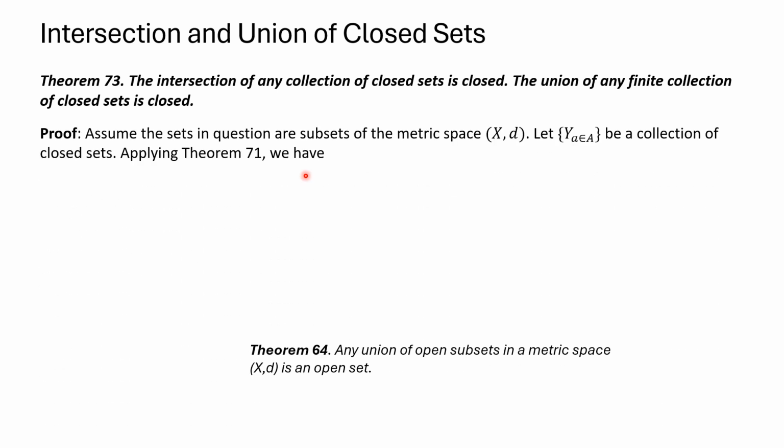So let's prove the first part. Here we have a metric space X and our closed sets, Y sub A, where A is in an indexing set, capital A, which could be finite or infinite. Let that be our collection of closed sets. Then by theorem 71, we have X minus the intersection of all these sets equals the union of X minus each individual set from our collection.